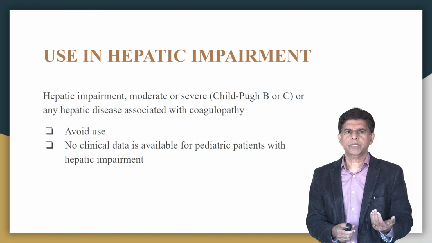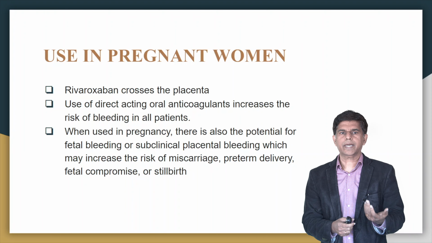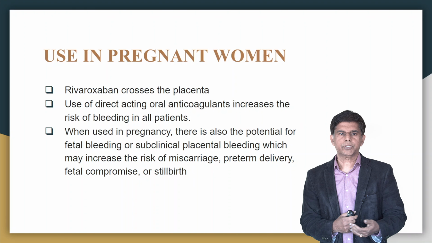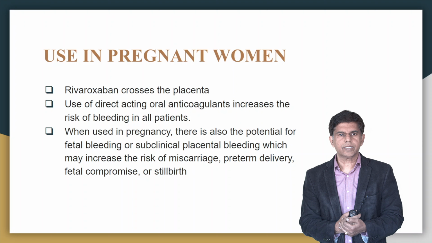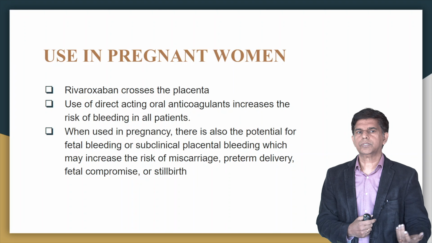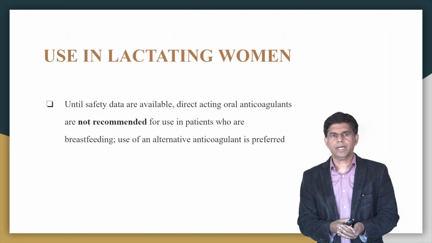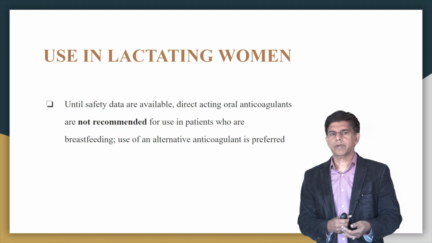In pregnant women, Rivaroxaban crosses the placenta. Direct acting oral anticoagulants increase the risk of bleeding in all patients. So when used in pregnancy, there is also potential for fatal bleeding and subclinical placental bleeding, which may increase the risk of miscarriage, preterm delivery, fetal compromise, and stillbirth. So don't use in pregnant women. In lactating women, until safety data are available, direct acting oral anticoagulants are not recommended.